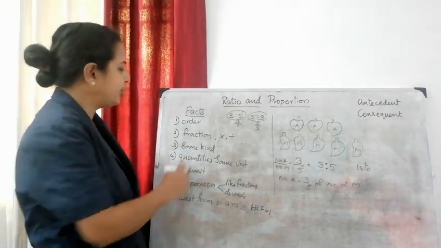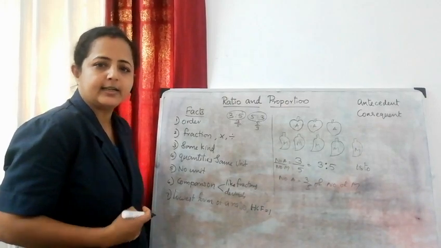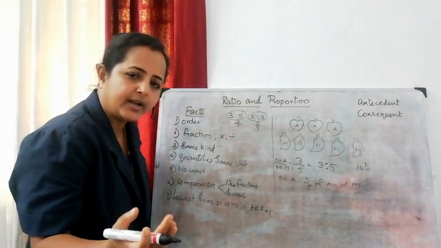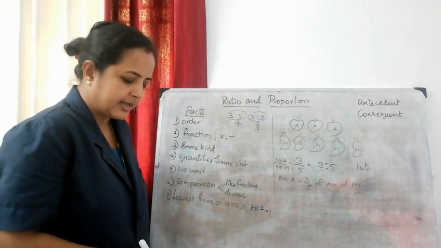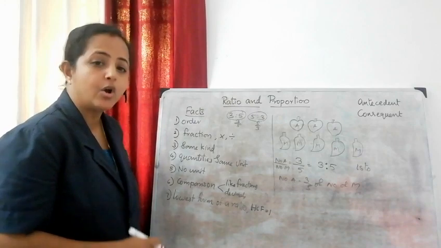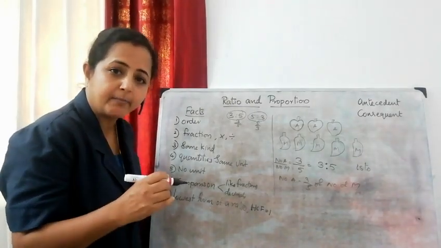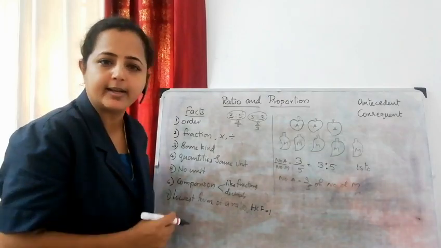Next, ratio as a fraction. A ratio is a fraction; we can define it in fraction form. Now we discuss: the ratio remains unchanged if the terms of a ratio are multiplied or divided by a common non-zero number. You will get the equivalent ratio.